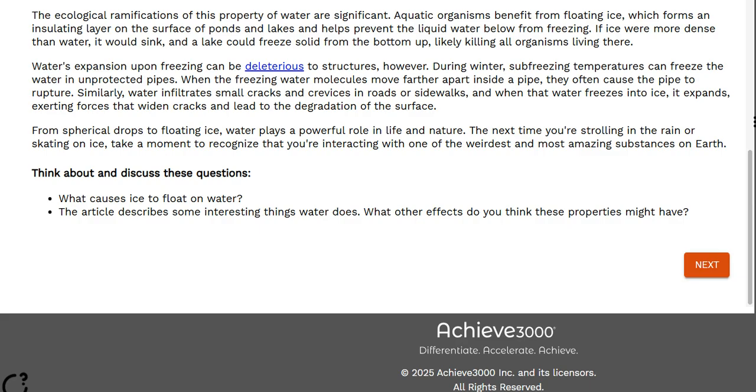From spherical drops to floating ice, water plays a powerful role in life and nature. Next time you're drawing in the air, rain, or skating on ice, take a moment to recognize that you're interacting with one of the weirdest and most amazing substances on Earth.